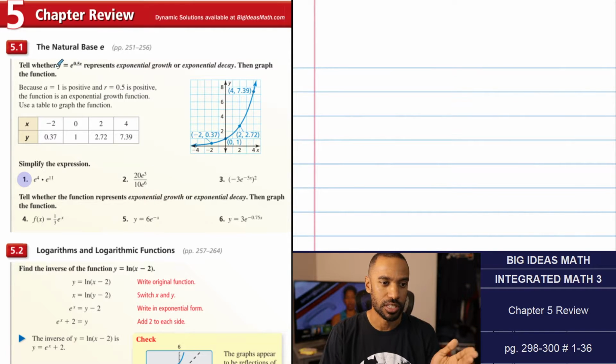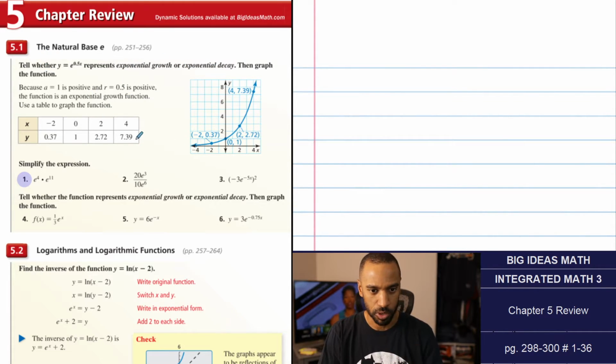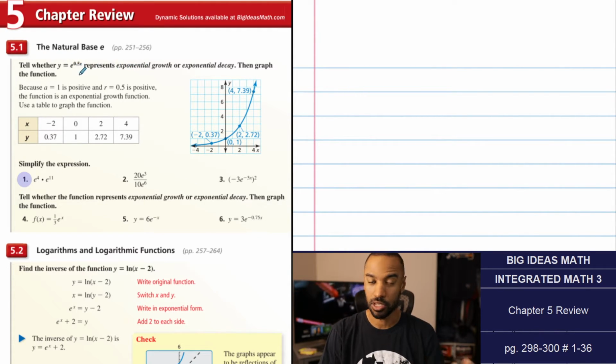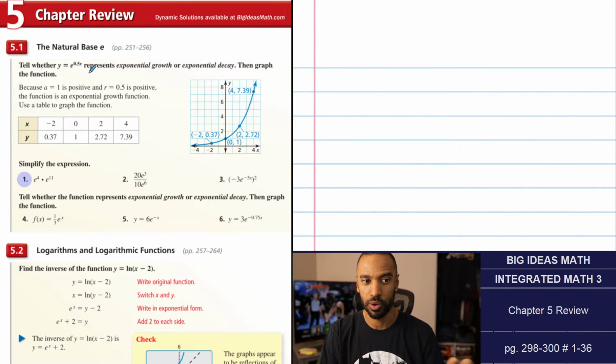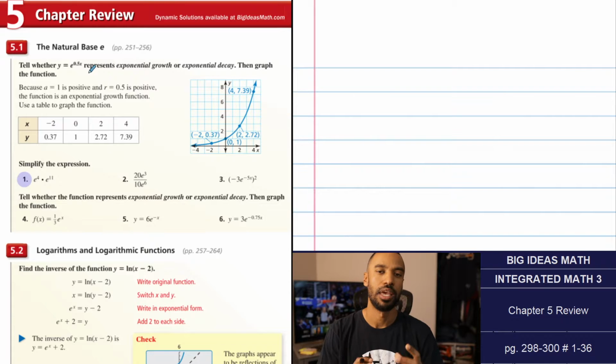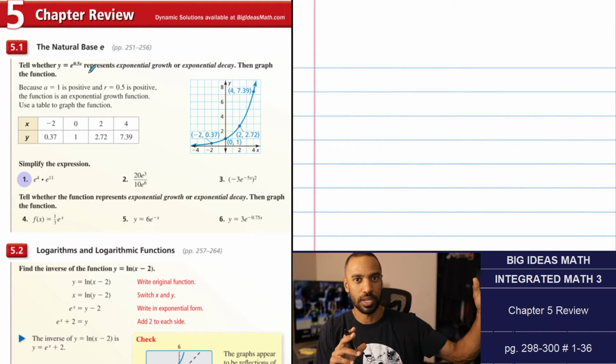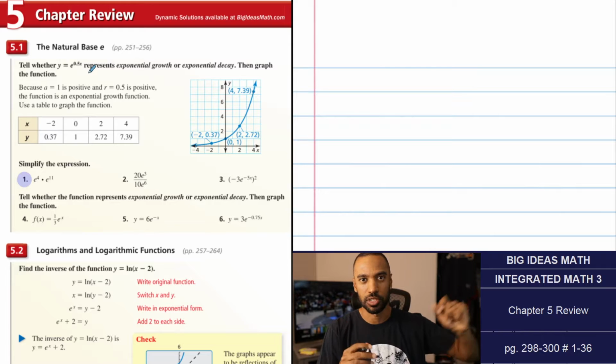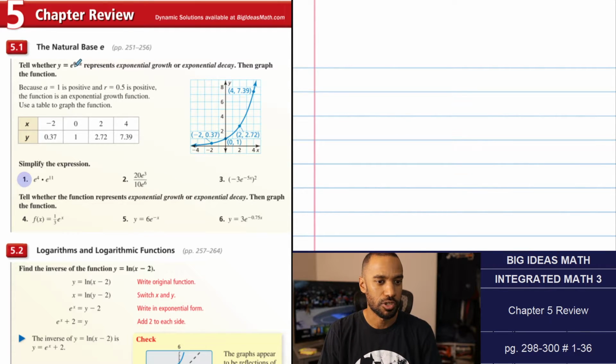So in the example question, it says, tell whether y equals e to the 0.5x represents exponential growth or exponential decay, then graph the function. Now here's the answer portion. So we can see the graph looks like growth, but what made this one growth? Remember, e is a number. It's not a variable. It's around 2.7. The fact that the number itself is greater than 1 means the exponents need to increase over time for the number to increase. So as long as this 0.5 is a positive number, you're going to see an increase in the exponent. That means you're going to see growth. 2.7 raised to higher powers is higher numbers. So this represents exponential growth because r is 0.5.